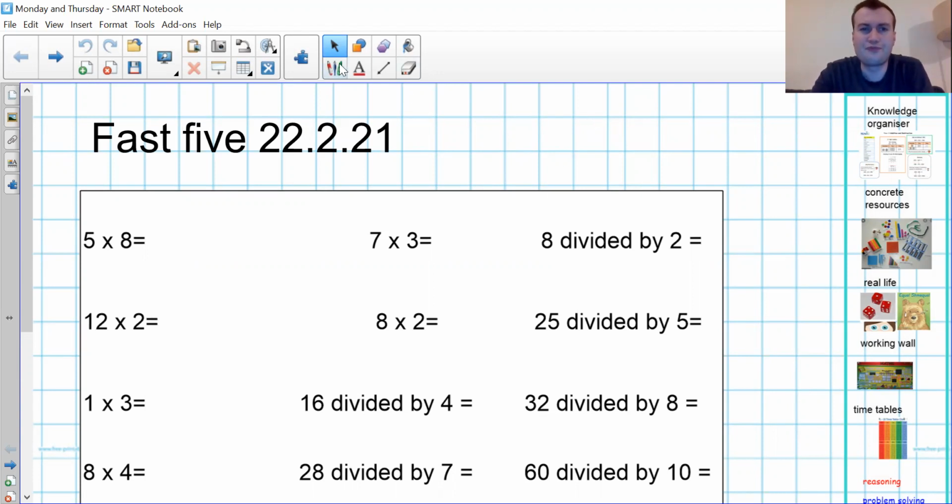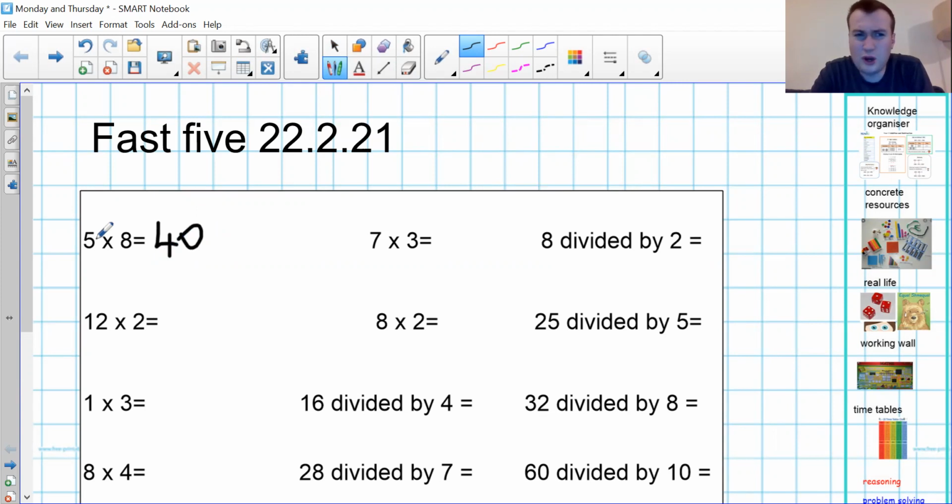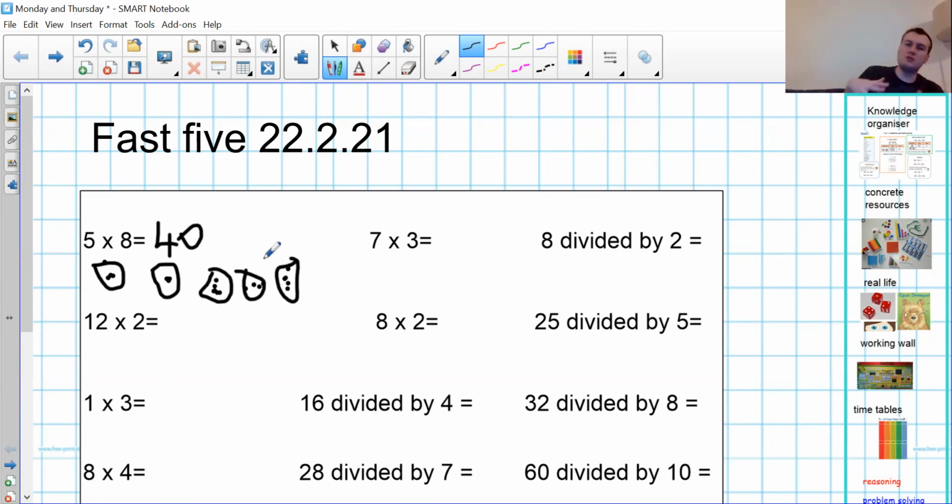Okay, so we have 5 times 8, which is 40. And if that's not what you got, remember, you should have done 5 groups, and then put 8 dots in every group, obviously more carefully than I'm doing it, and then count them all up. Okay, so when we're multiplying, it's about counting it all up.